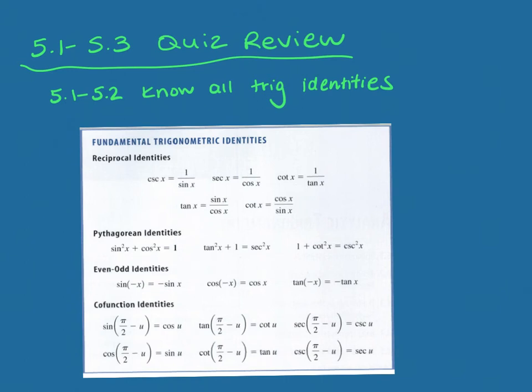But pay attention to things like squares, which should make you think Pythagorean identities. Negatives on the angle make me think even-odd. And pi over 2 minus something should make you think cofunction. So just keep that in mind. I'm going to try to do my best to make sure I go, but especially the ones that are open-ended that have possible answers.